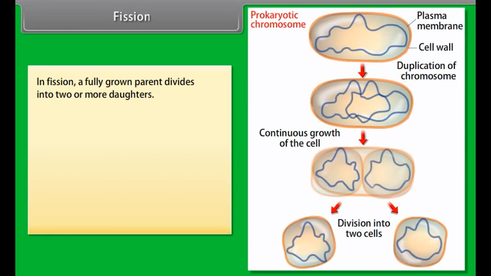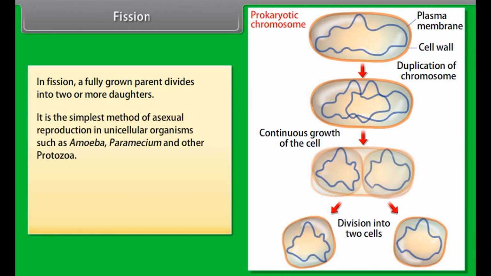Fission. In fission, a fully grown parent divides into 2 or more daughters. It is the simplest method of asexual reproduction in unicellular organisms such as Amoeba, Paramecium, and other protozoa. Fission is of 2 types: binary fission, multiple fission.